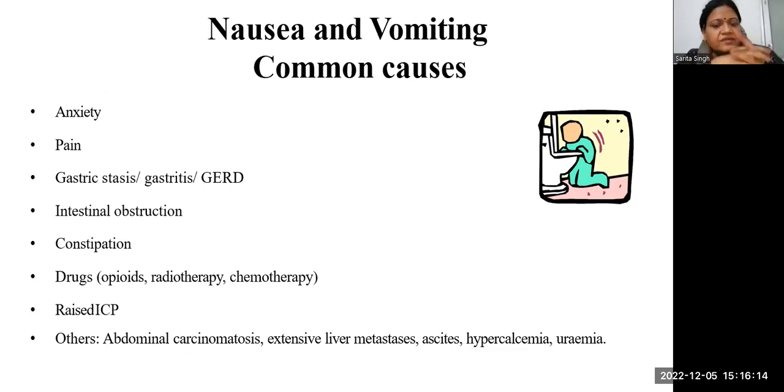So the main causes of the nausea and vomiting are anxiety, pain, as I have told you earlier, intestinal obstruction, constipation, drugs, raised ICP, and others like abdominal carcinoma, extensive liver metastasis, ascites, hypercalcemia, uremia, like in chronic kidney failure patients. We are having very frequently nausea and vomiting in these patients.